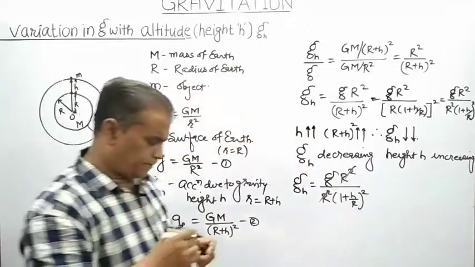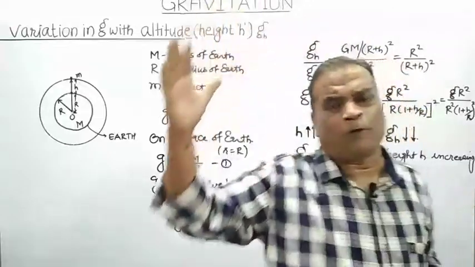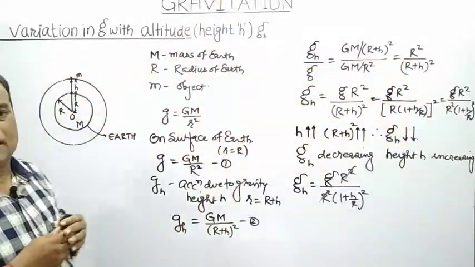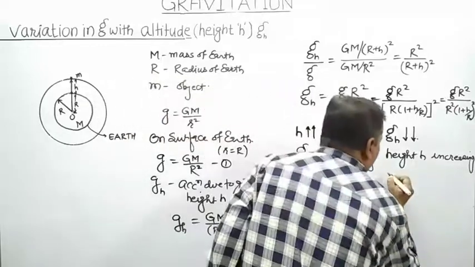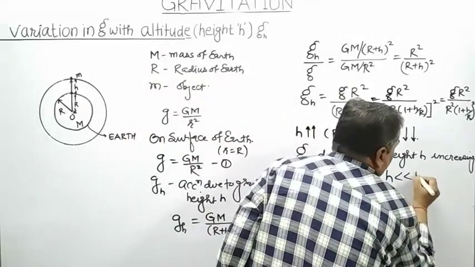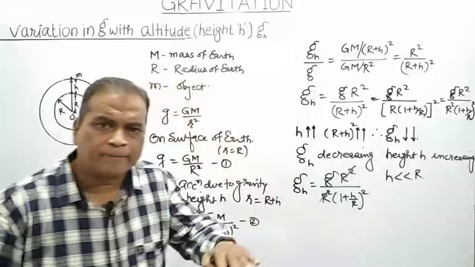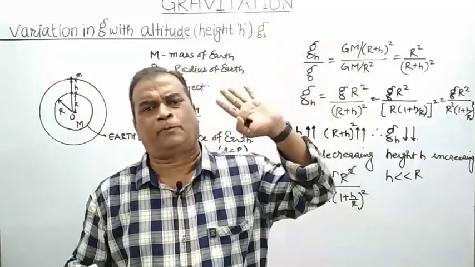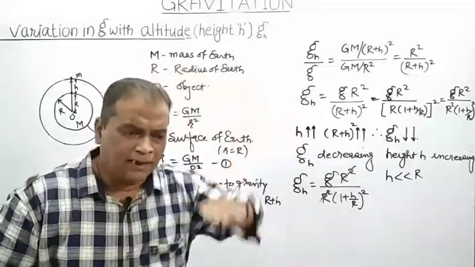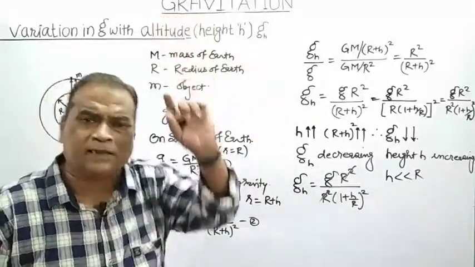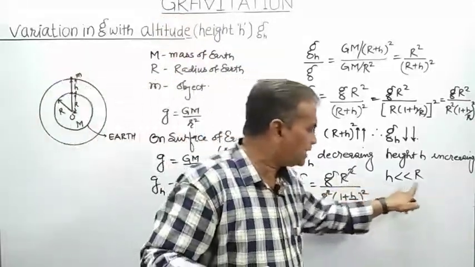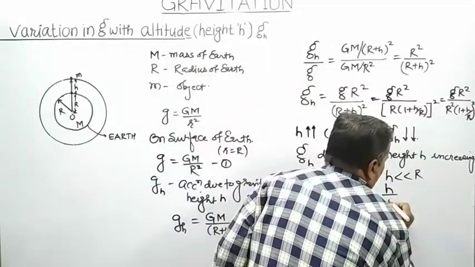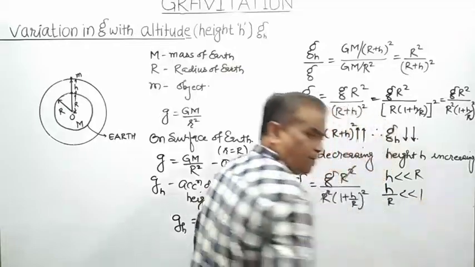And remember that if the height of the object is not that much greater as compared to the radius, means when h is very much less than R, the object is lifted very close to the surface of earth as compared to the radius. The height to which the object is lifted is very small. Means when h is very much less than R, naturally h by R is very much less than 1.